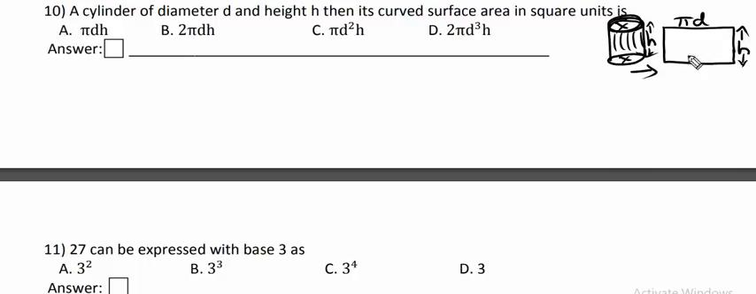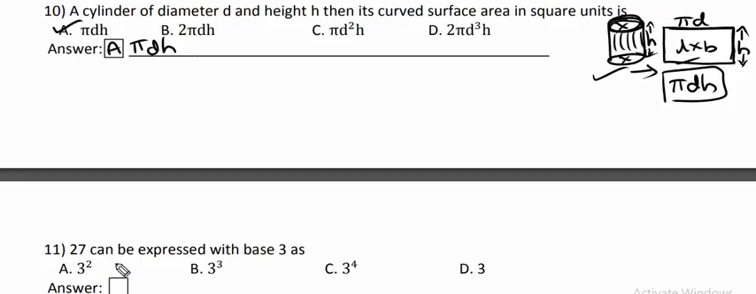So the area of a rectangle means length into breadth. Therefore length is pi d, breadth is h. So pi d h is the area of this cylinder's curved surface and also of the rectangle. Therefore pi d h is the answer. Option A, pi d h, is the correct answer.